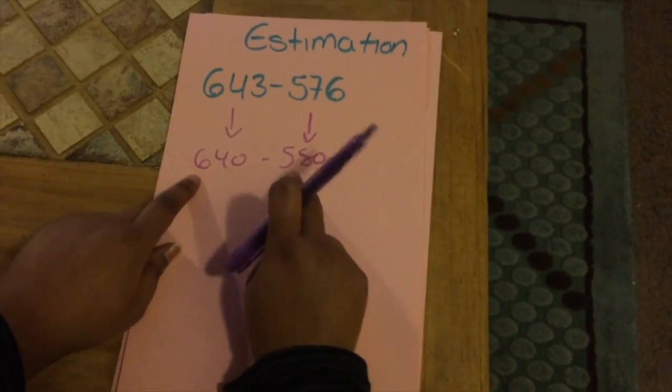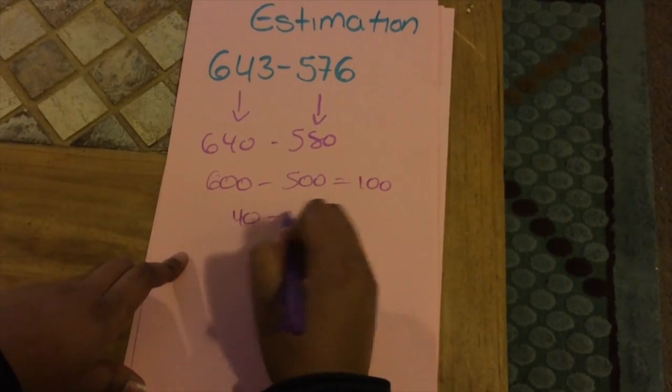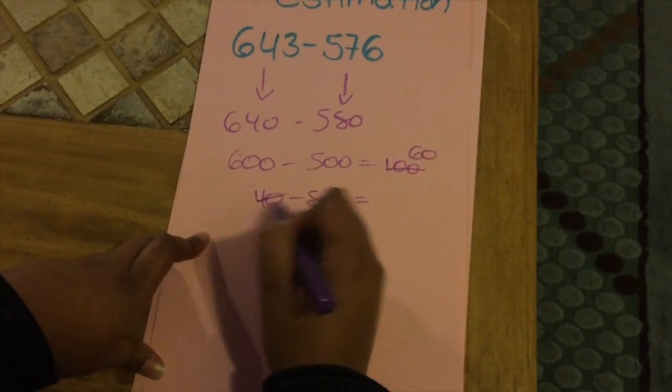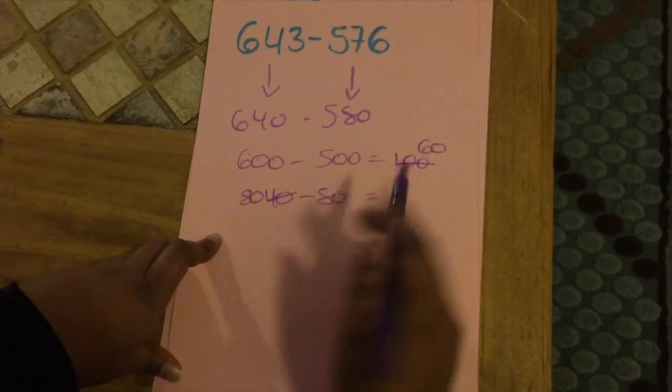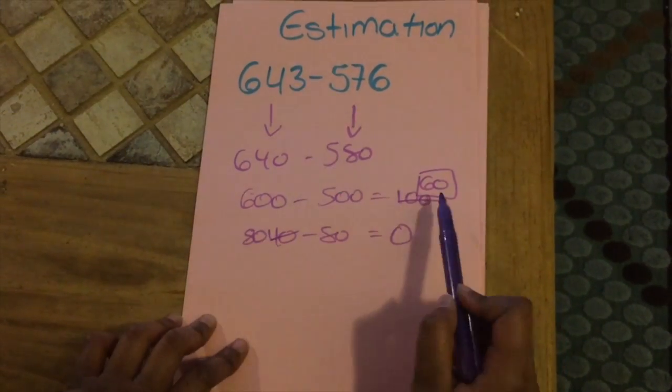I know that 600 minus 500 is 100. And that 40 minus 80 can't be subtracted, so we'll take 40 away from the 100 to make it 60 minus 80, which is 0, so the estimation is that the number will be close to 60.